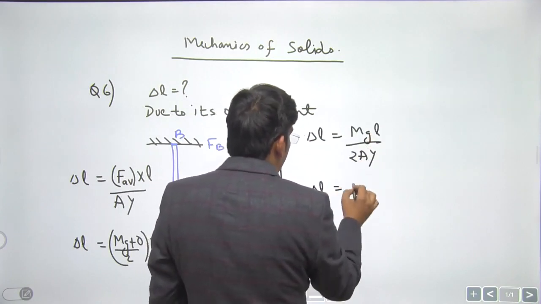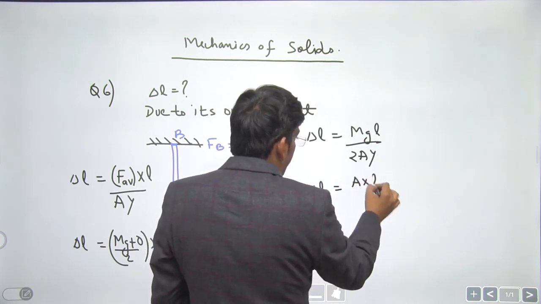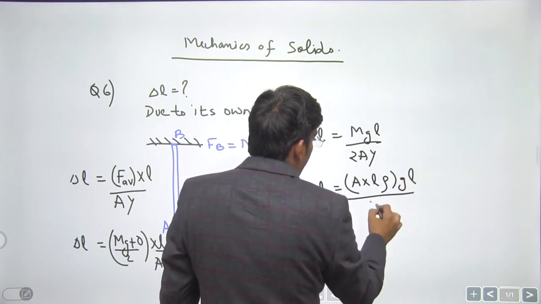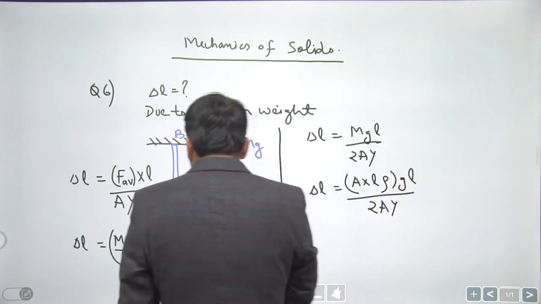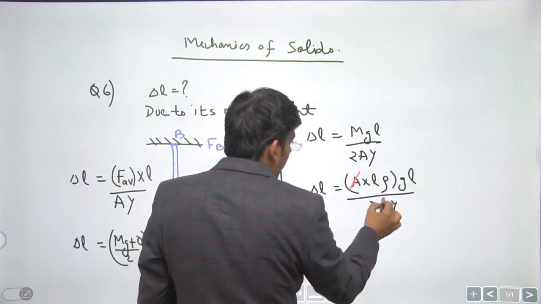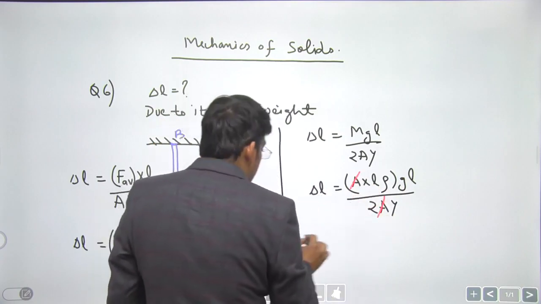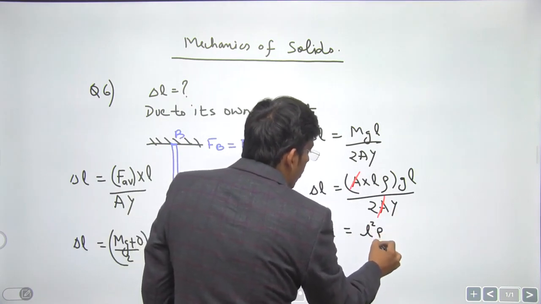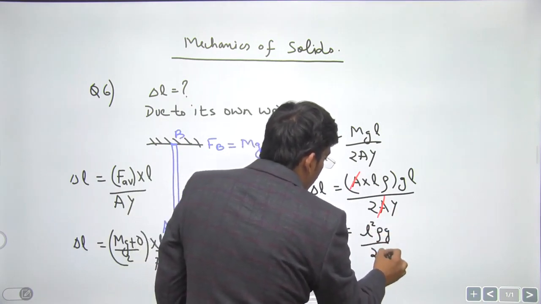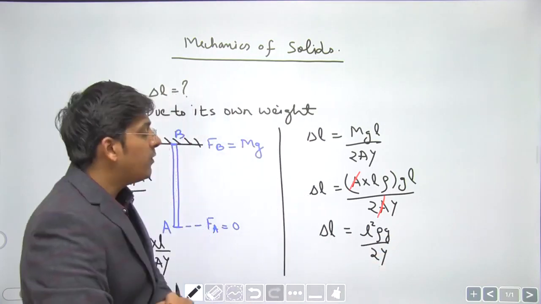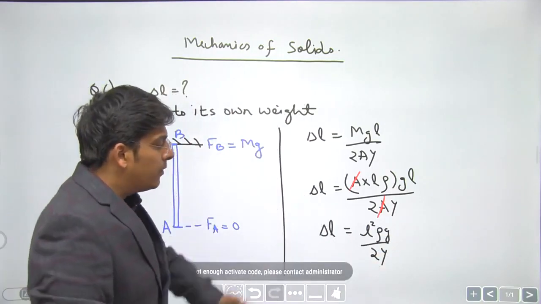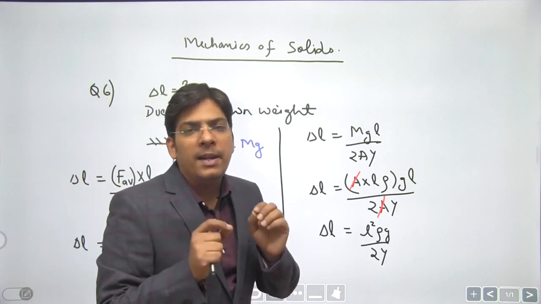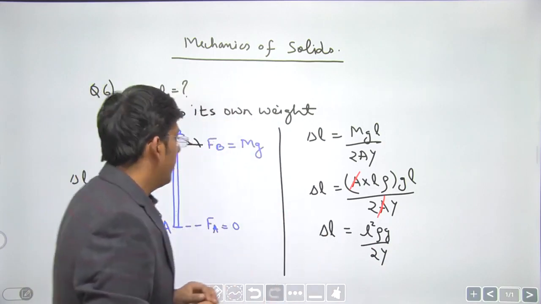What is the mass? Mass is volume, area into length into density. So we get rho A L times G times L divided by 2AY. So area is going to cancel. So extension in the wire due to its own weight is L square rho G divided by 2Y. Basically it depends on Young's modulus of elasticity, on the square of the length of the wire, on the density of material, and is independent of the area of cross section of the wire.